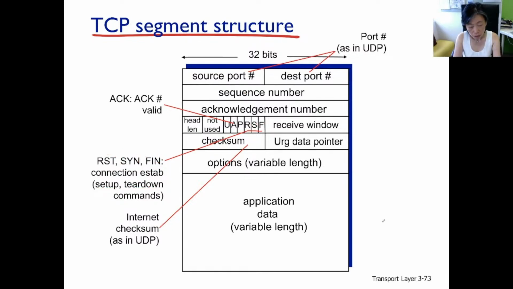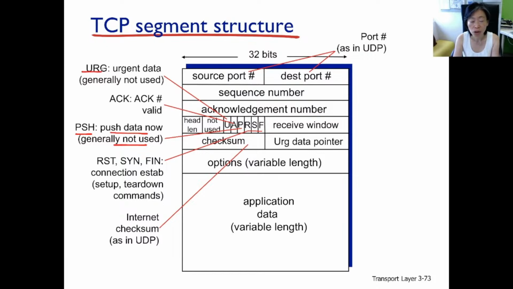And the P bit, P stands for push, that is to push data now. So this is to actually pass the data out as soon as possible, but it's generally not used. Just like the U bit, this is urgent, so this is indicating that whatever data is here is urgent. So pass it out through the network or to the application layer as soon as possible. Okay, so you see urgent, the purpose, and push, somewhat similar.